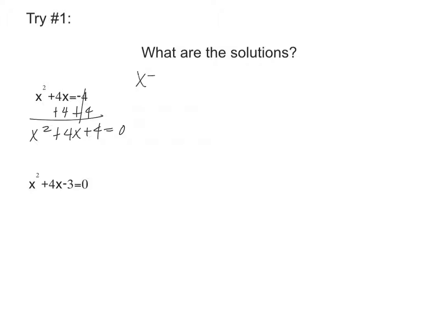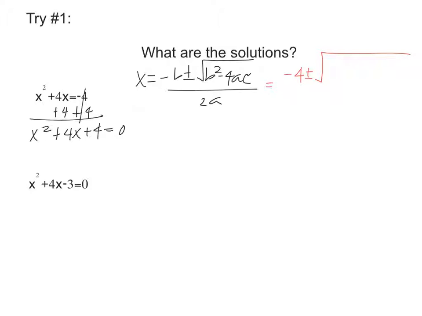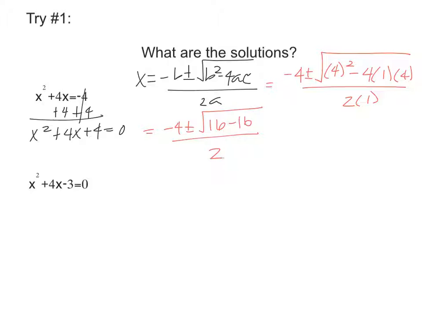If we remember the formula, x equals negative b plus or minus the square root of b squared minus 4ac all over 2a. That would give us for this problem negative 4 plus or minus the square root of 4 squared minus 4 times 1 times 4, over 2 times 1. If I keep going, that's negative 4 plus or minus the square root of 16 minus 16, all over 2. We know 16 minus 16 is 0, so that would give us negative 4 over 2, which is negative 2.